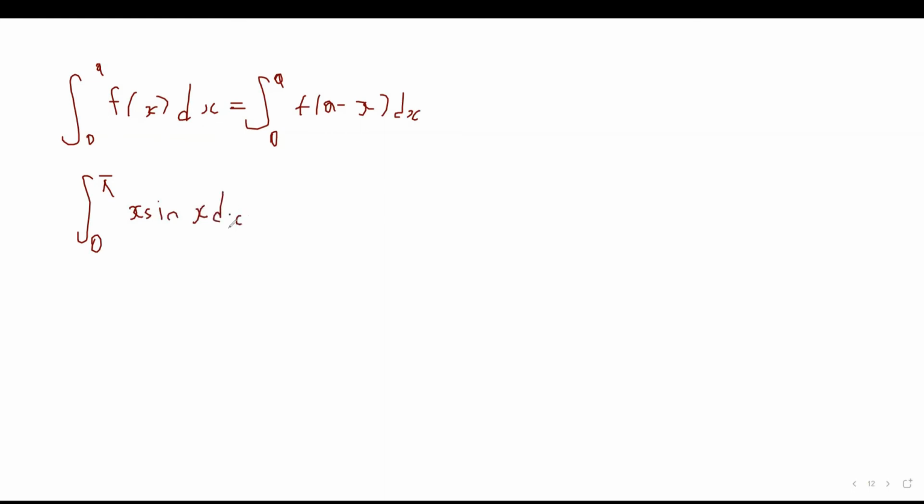Now, Marika, if we were to follow the rule, anywhere x is, we can replace x with a minus x. So what this is saying, Marika, is that this is equal to, looking at f of x, f of a minus x. So I'm going to rewrite this as the integral from 0 to pi of, where x is, rewrite x with a minus x. A is pi minus x, times the sine of, in bracket, a minus x, which is pi minus x, dx.